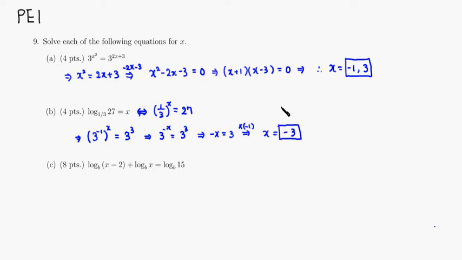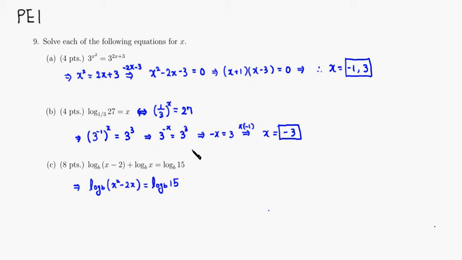Alright, last one. It's hard to compare when you have two logs on the left and one log on the right, so I'm going to combine these two logs together. When you have addition outside, we can write it as a multiplication inside. So we have log to the base b of x minus 2 times x. x times x is x squared, x times -2 is -2x, and the right hand side stays the same, log to the base b of 15.